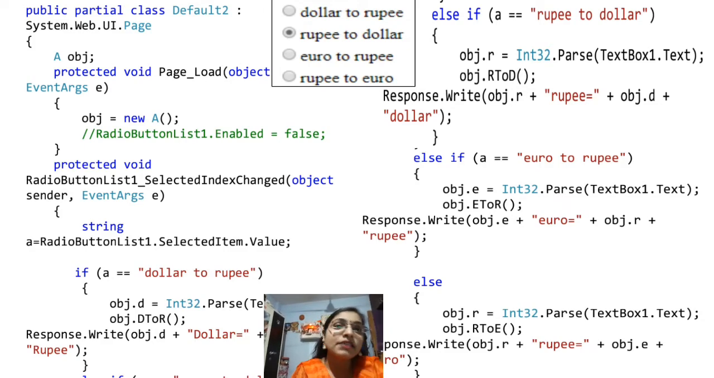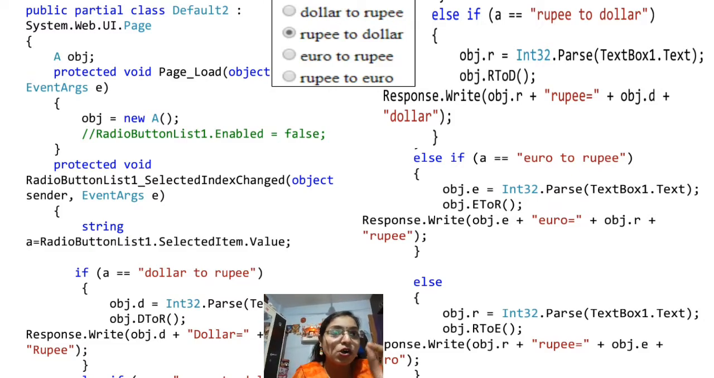Then, by taking this value, we will call the obj.d2r function, because in the D2R function we have written the code, or the logic, for the conversion of dollar to rupee. After that the calculation will take place and the result will be stored inside the R variable, right? So this is the reason why we will write Response.Write obj.d. Suppose you have entered $6, then $6 equal to, we should get the answer in rupees. So 6 into 60, that is 360, will be calculated, right?